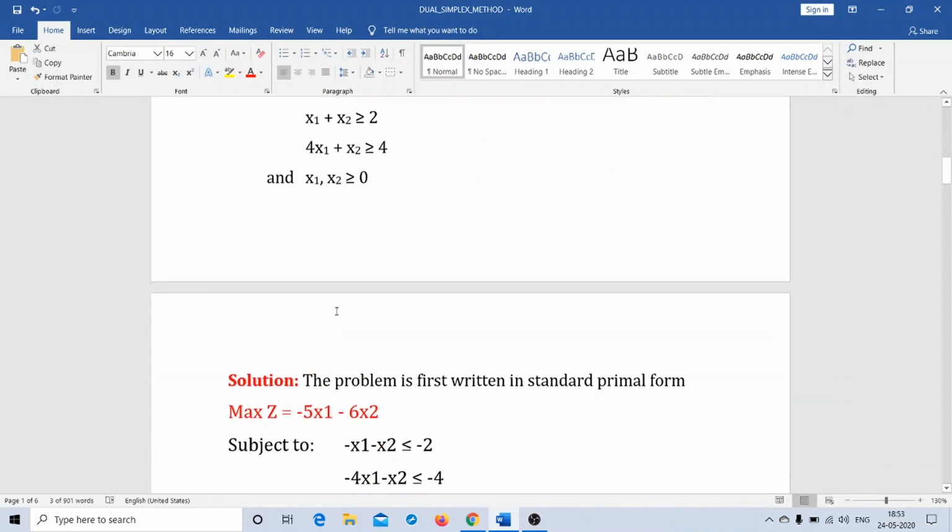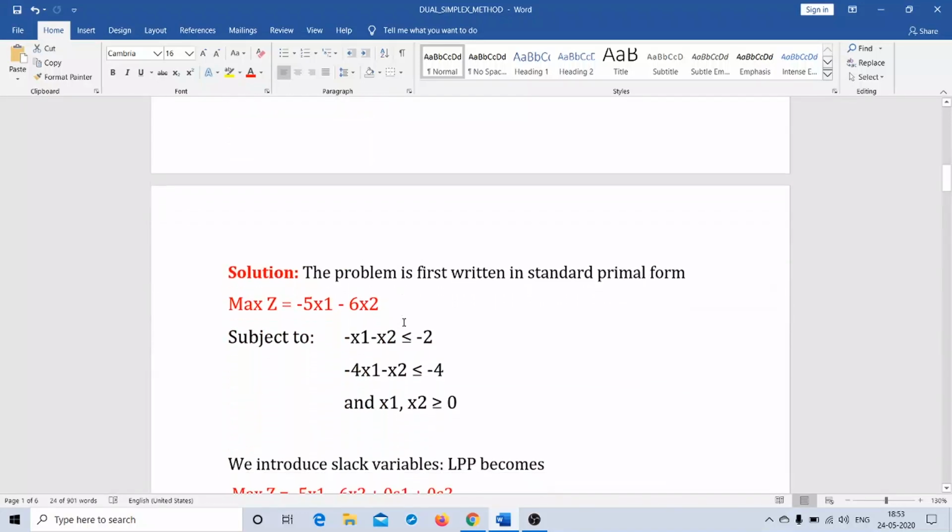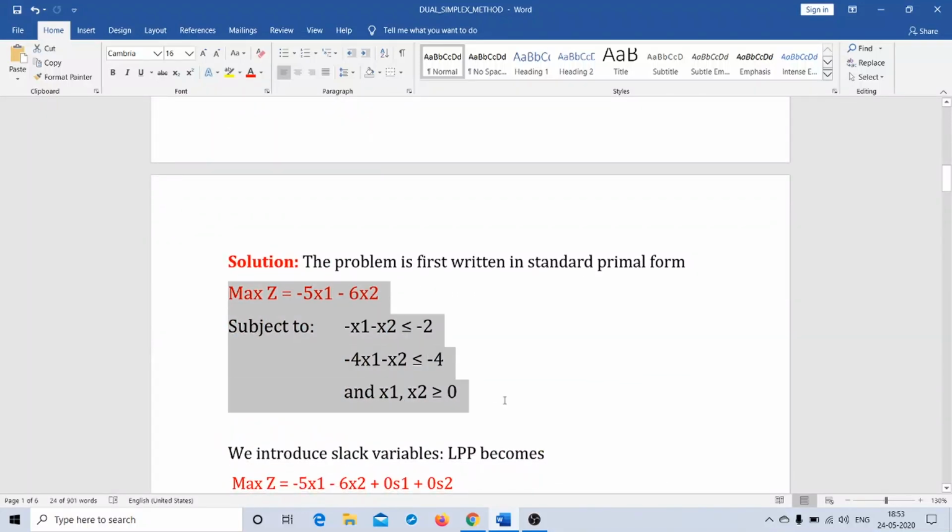Now, first and foremost, you have to ensure that this particular problem is in standard primal form, right? And you know what is standard primal form. So this minimization will get converted into maximization by converting the entire objective function, by multiplying with -1. And this greater than or equal to constraint will be made less than or equal to by multiplying the entire inequality constraint by -1. So the original LPP in its standard primal form comes out to be like this.